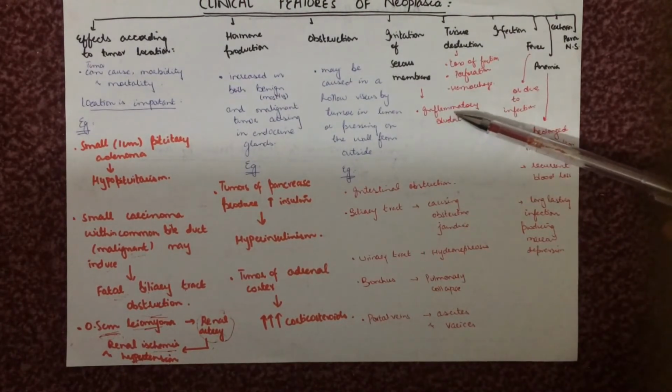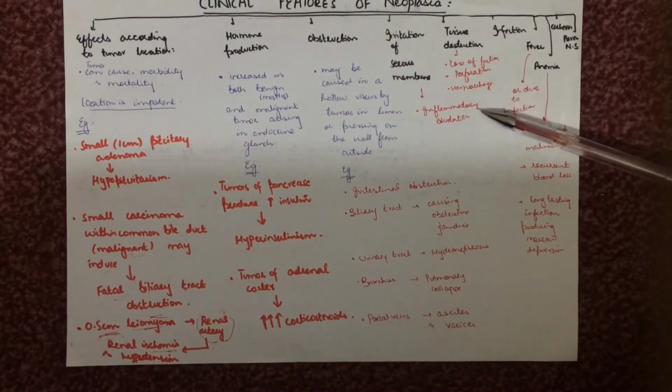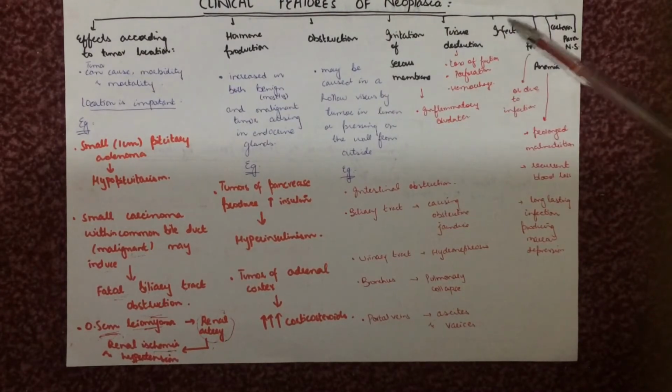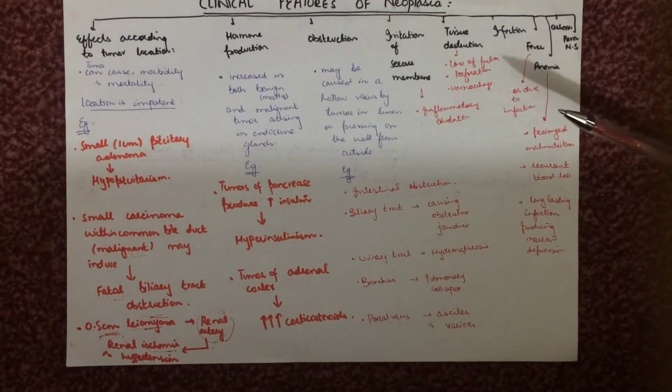Irritation of serous membrane is there. It can lead to inflammatory exudates, tissue destruction, that is loss of function, perforation, hemorrhage. Infection is a clinical feature of neoplasia too. Fever is also there. It is due to infection.